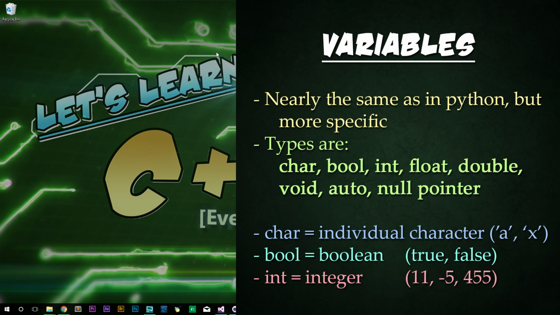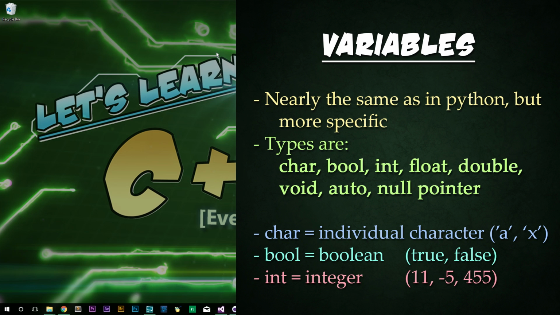So what data types are there? The ones that come with C++ without importing are char, which is short for character, bool, which is short for boolean, int, which is short for integer, float, double, void, auto, and nullptr. Char is just an individual character. Could be a number, a letter, a new line character, a piece of punctuation. Char is an individual character.